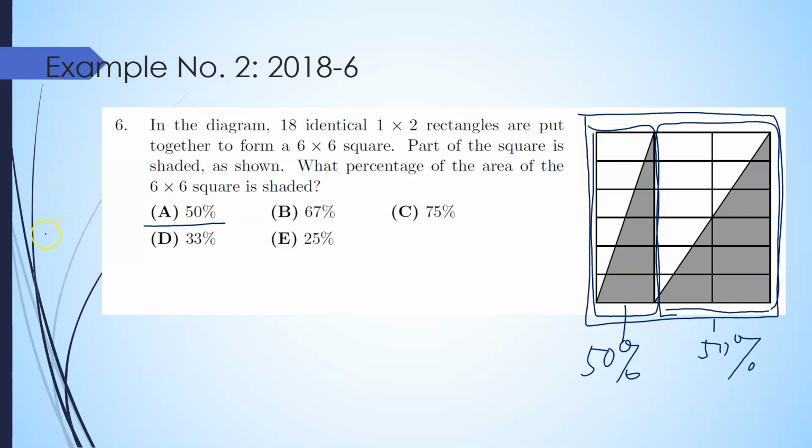Do we have any proof in math? Yes, we do. The proof is half times A plus half times B, where B is the area of the big rectangle, and A is the area of the second smaller rectangle. It equals half of A plus B. So the answer is half.